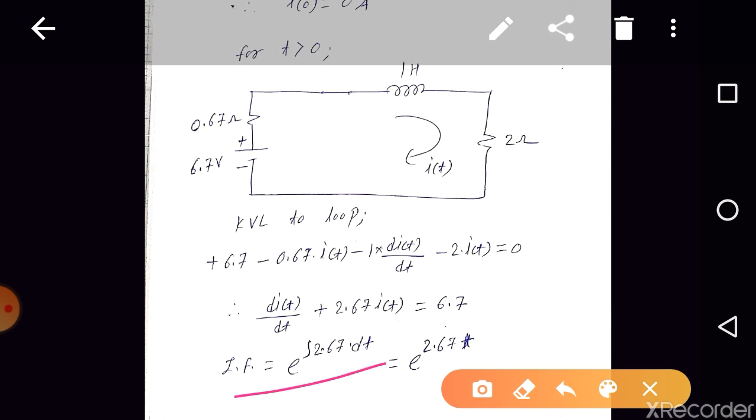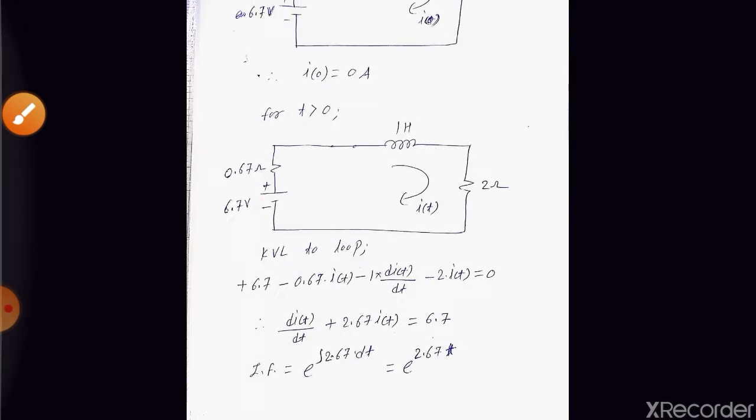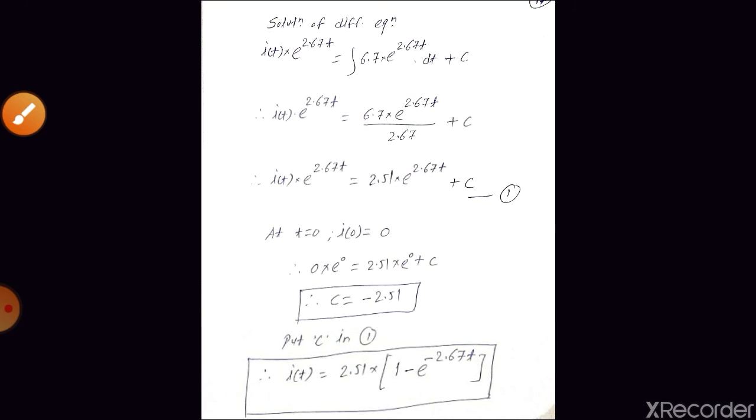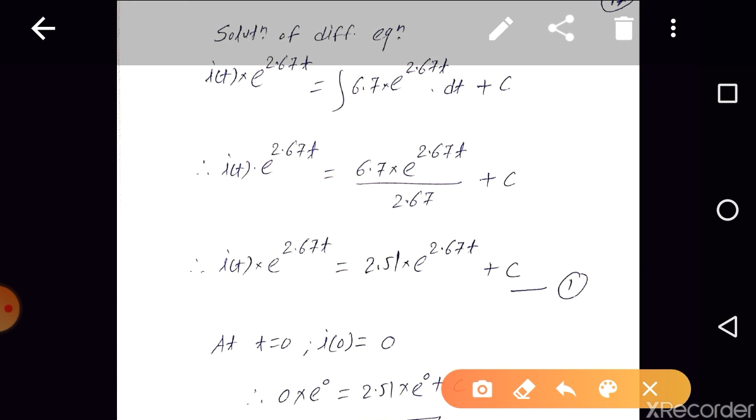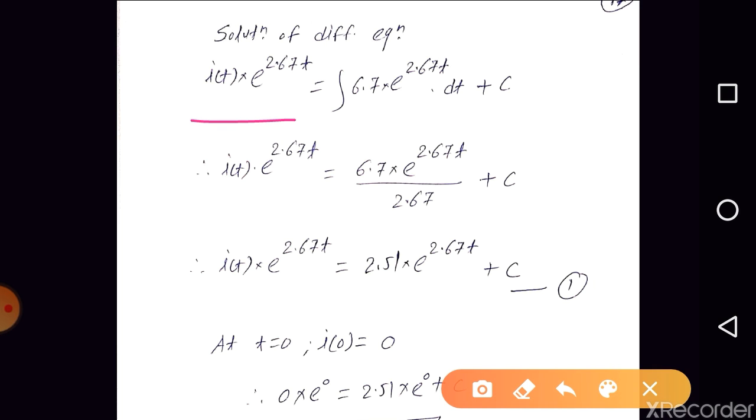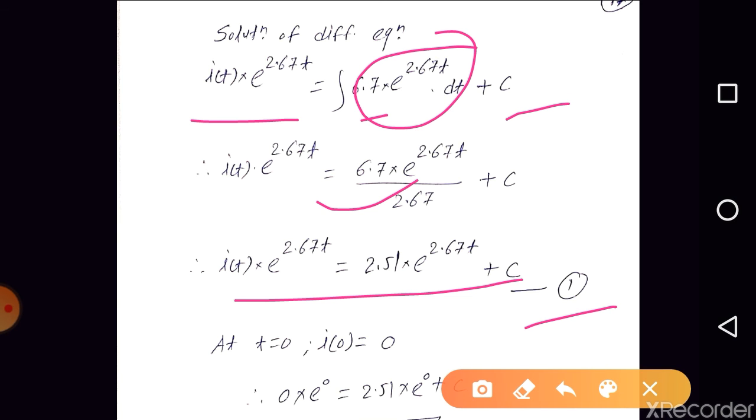Can you find the integrating factor? It is e to the power integration of 2.67 dt, so we can write it as e to the power 2.67 into t. This is the integrating factor. So what is the solution of the differential equation? It is I of t into the integrating factor is equal to the integration of q, which is 6.7, into e to the power this term dt plus c. Taking the integration of this term and further simplifying, it will be like this. So this is equation number 1.